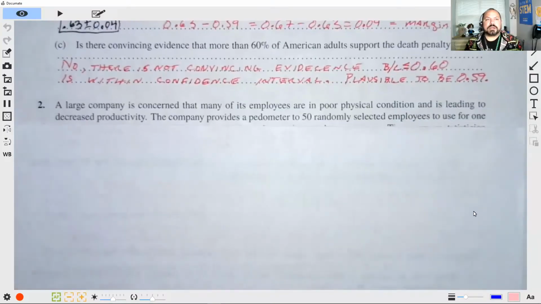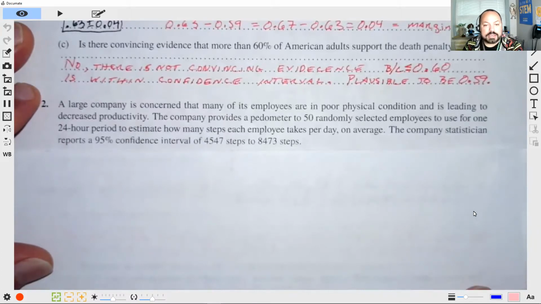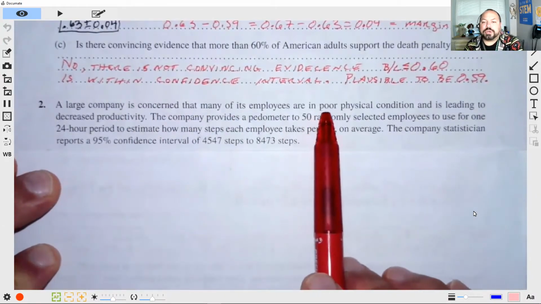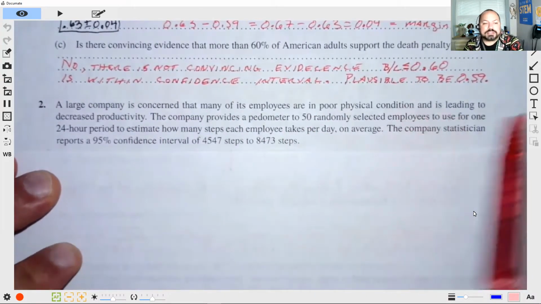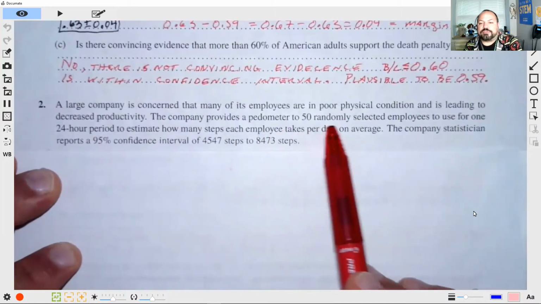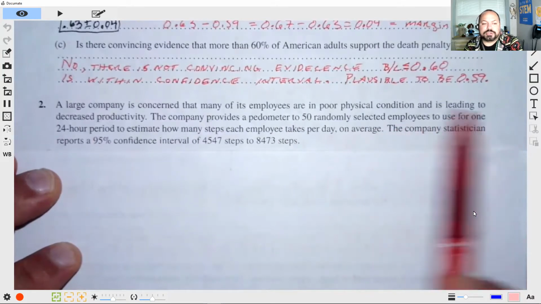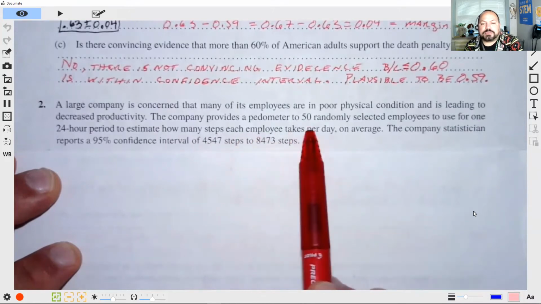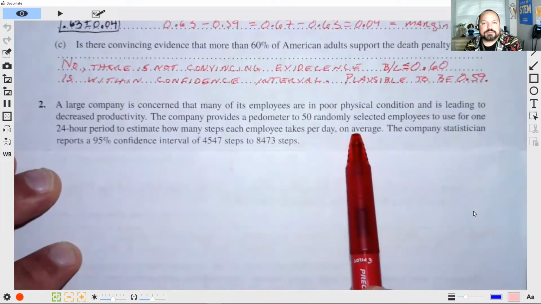Okay, so now let's look at an example dealing with a confidence interval for a mean. Here we have a large company concerned that many of its employees are in poor physical condition, which is leading to decreased productivity. The company provides a pedometer to 50 randomly selected employees to use for one 24-hour period to estimate how many steps each employee takes per day on average.